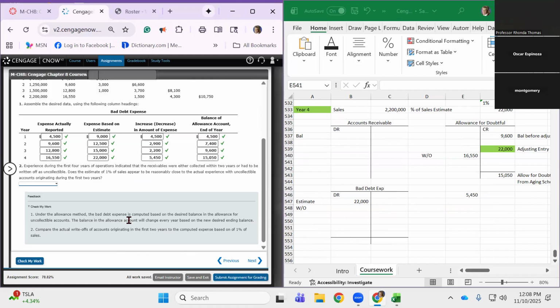Experience during the first 4 years of operations indicated that the receivables were either collected within 2 years or had to be written off as uncollected. Does the estimate of 1% of sales appear to be reasonably close to the actual experience with uncollectible accounts originating during the first 2 years?